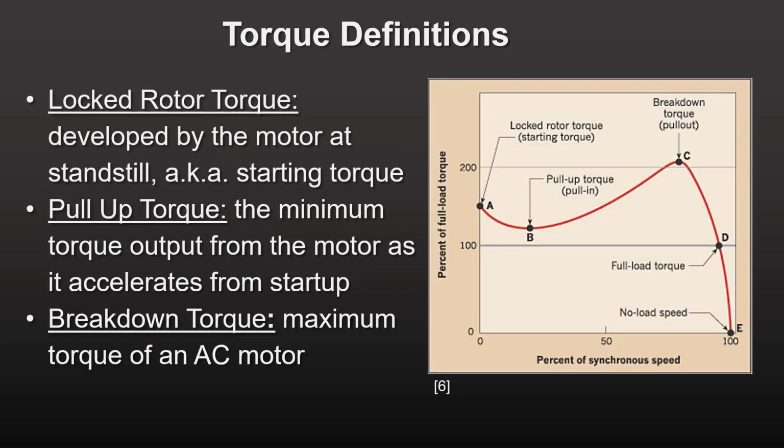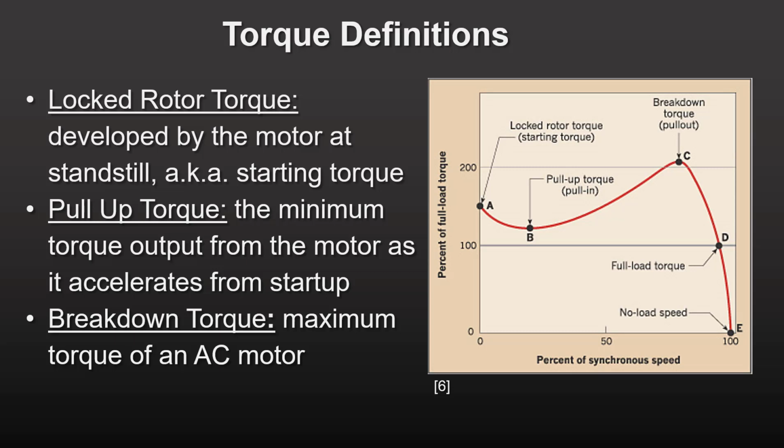Let's look at a typical torque speed curve for an AC induction motor. Locked rotor torque, otherwise known as starting torque, is the torque output of the motor at a standstill. As the motor accelerates, the torque output reduces until it hits the pull-up torque. Then, as speed continues to increase, the torque increases until it peaks at the breakdown torque, sometimes called the pull-out torque. When the motor speed is at 100% of its rated speed, which is less than the synchronous speed by the slip percentage, it produces a full load torque.